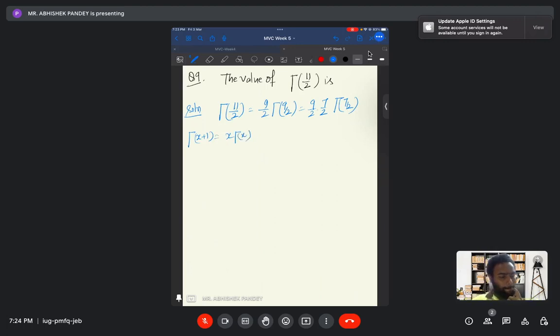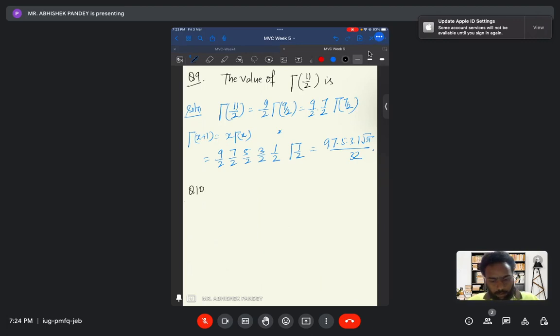Okay, this is 9 by 2 plus 1. So ultimately this will become 9 by 2, 7 by 2, 5 by 2, 3 by 2, 1 by 2, gamma of 1 by 2. So this will become 9 into 7 into 5 into 3 into 1 root pi by 32.